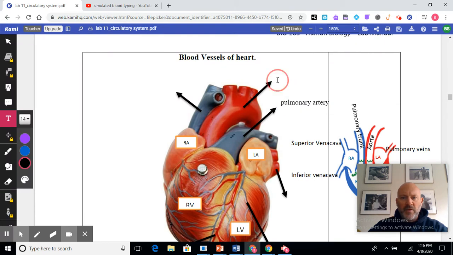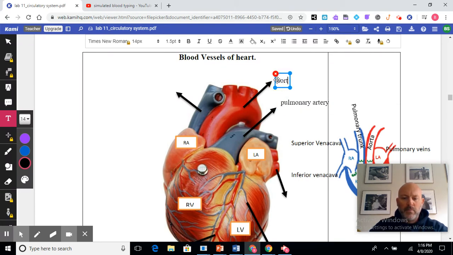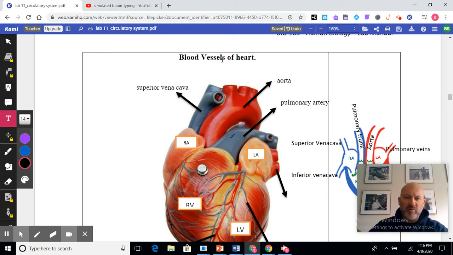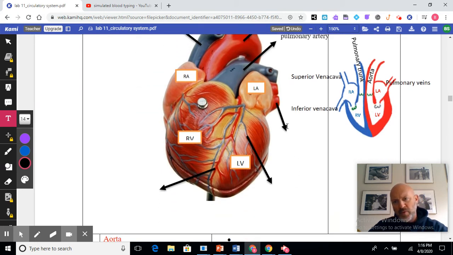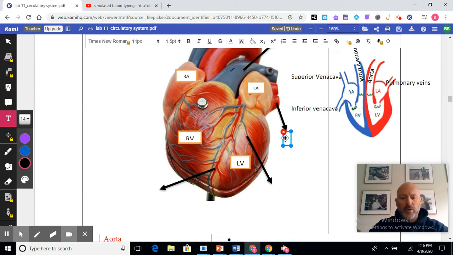Up here we have the aorta. Over here we have the superior vena cava. And this drains deoxygenated blood from the upper parts of the body into the right atrium. And then over here, we're looking at it looks like two of the four pulmonary veins.